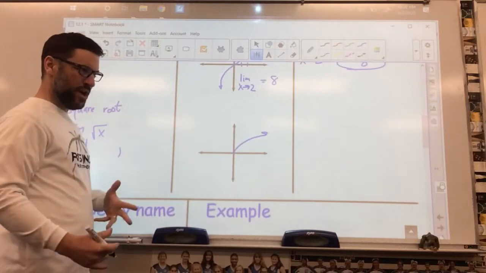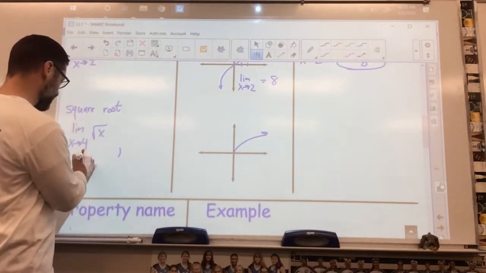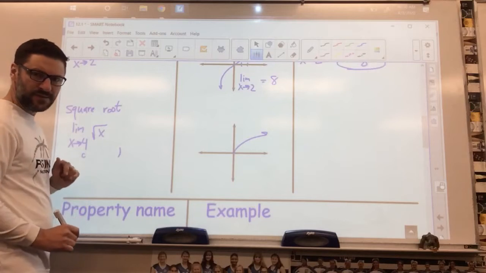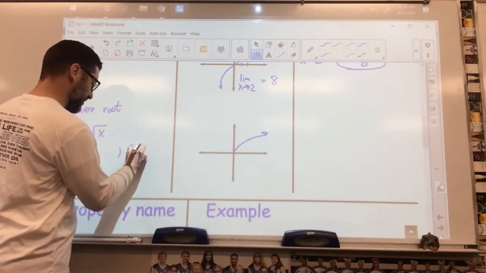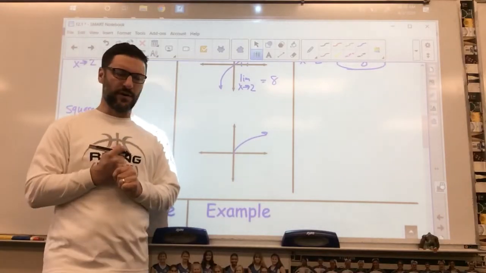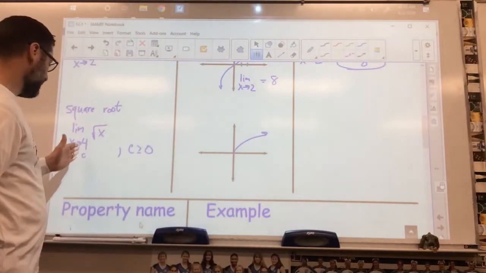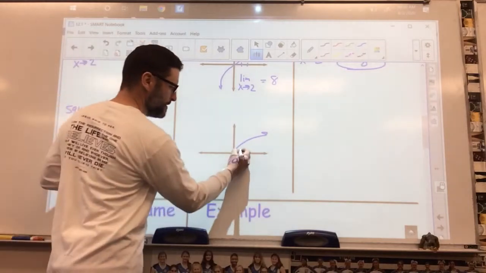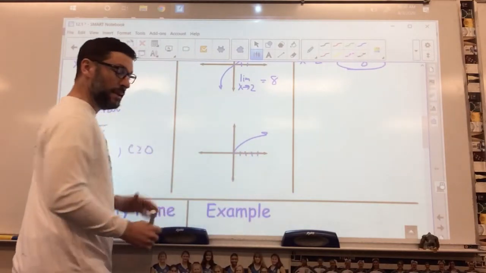So the caveat on this is this value, which sometimes they'll call c, that c value has to be greater than or equal to 0 in order to find limits on the square root function. But let's find the square root function. Let's go to 4. 1, 2, 3, 4, and we'll find the limit as I go to 4.